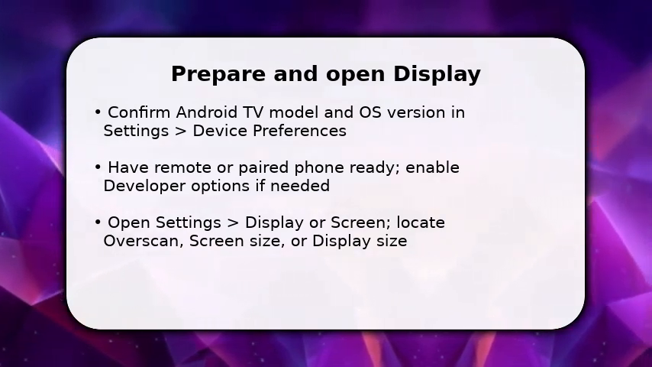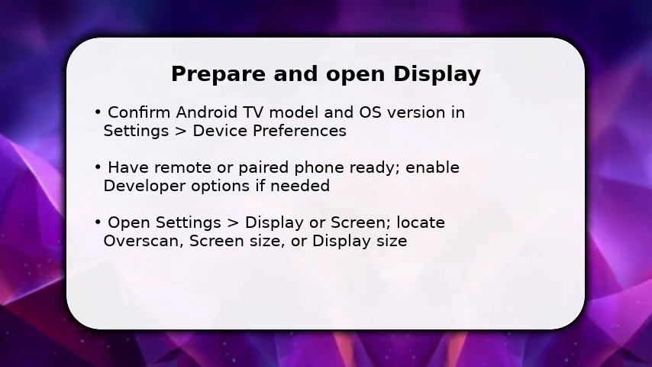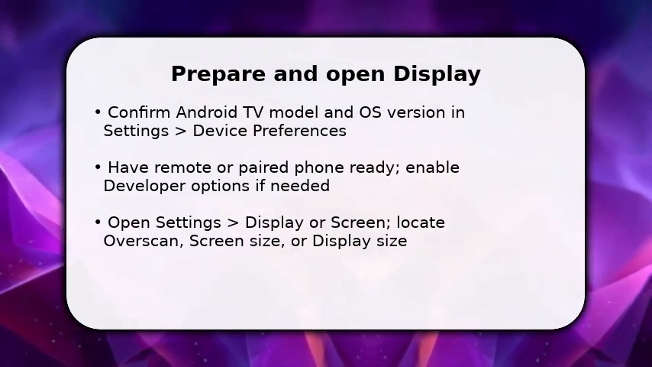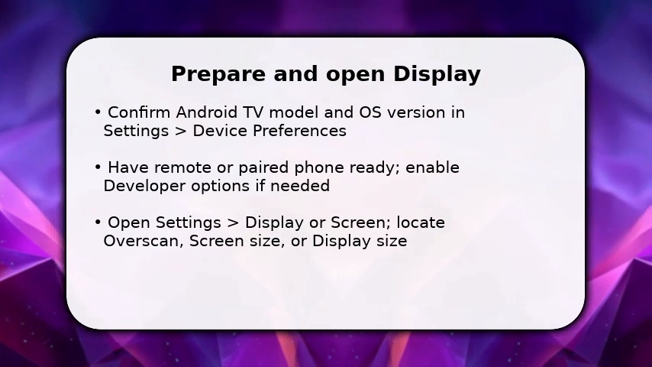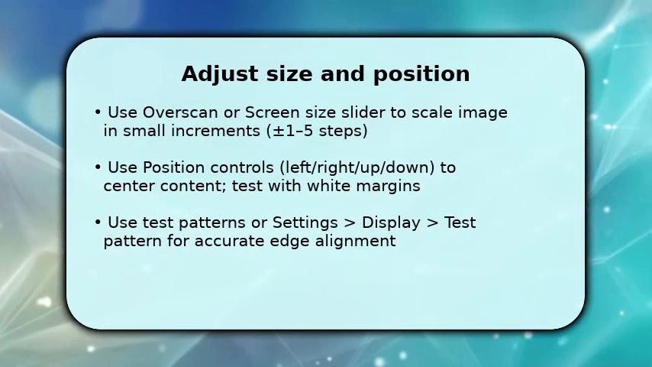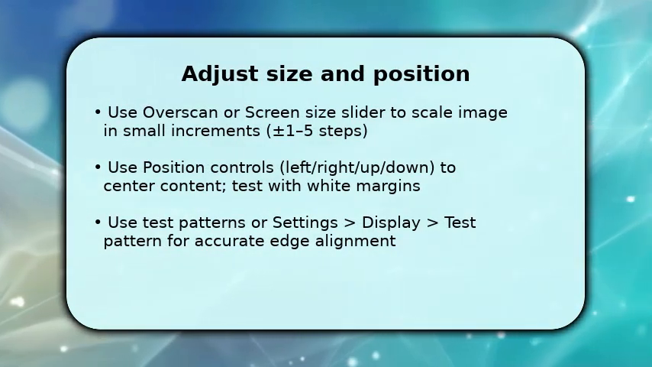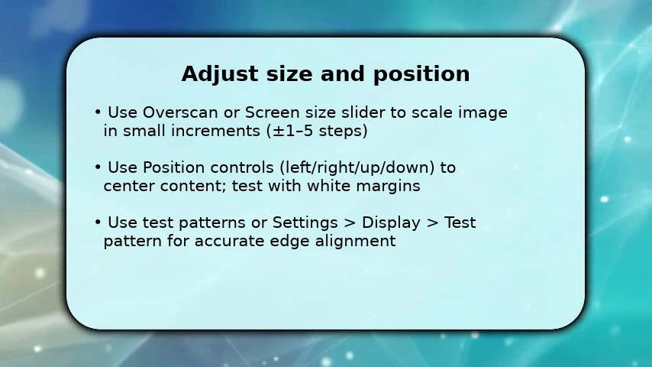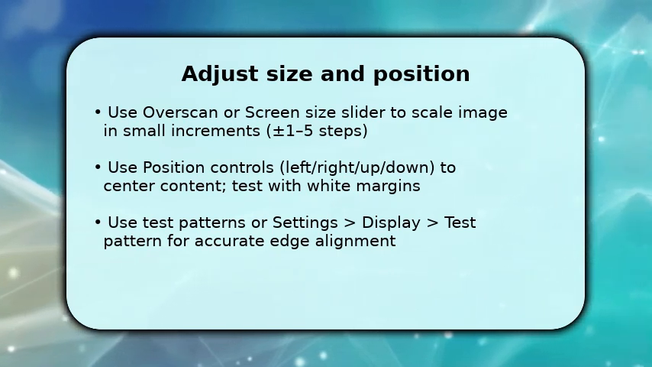Now locate items labeled Overscan, Screen Size, or Display Size so you're ready to adjust pixels and edges precisely. You change the size using the Overscan or Screen Size slider in small increments. Don't jump large steps because text and UI elements shift.